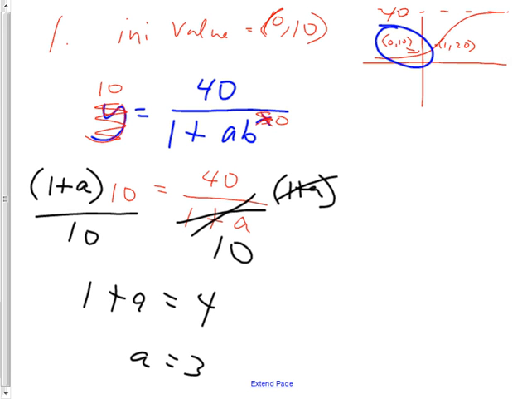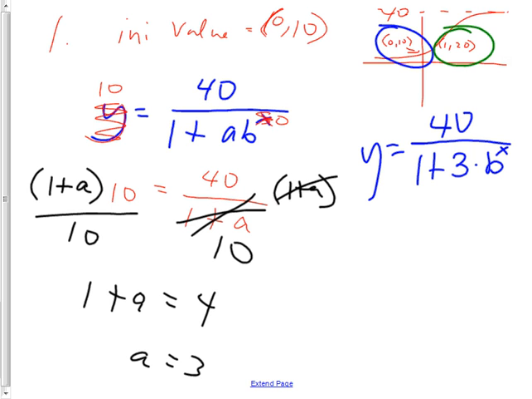Good. Now again, some of you might want to grab a notebook to start doing your homework on, because it may not have room. Y equals 40 over 1 plus a, which is 3, times b to the x. And now we start it all over again and put in the other point. The other point was 1 comma 20. So x is 1, y is 20.